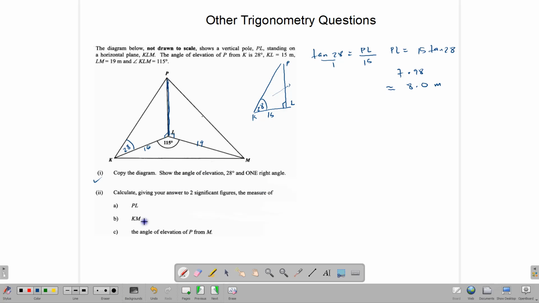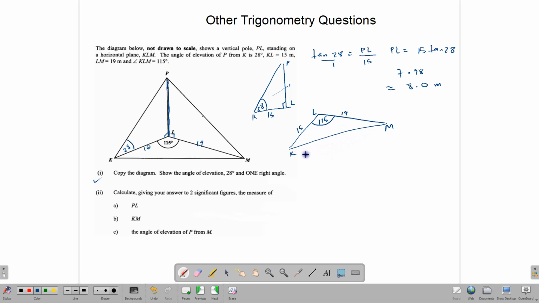Next, we need to find our KM. KM is in this triangle at the base, so we separate that triangle, or not have to, but it makes sense to separate it. So we have K, L, M here, with L at the corner and 115 degrees. Now this side is 15, this side is 19, and as you draw it up, you'll realize that the only way to get KM here is to use the cosine rule.